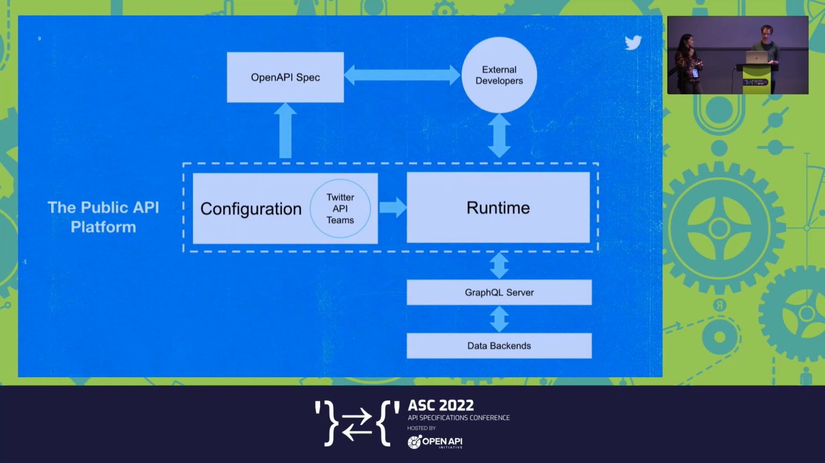And GraphQL provides our main interface to all of our Twitter backends, taking advantage of a migration for our internal and first-party apps that was already well underway.